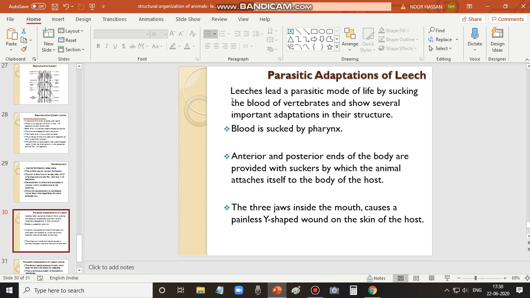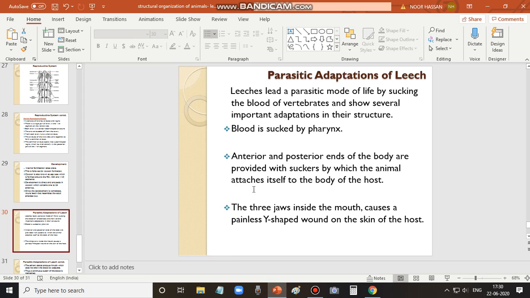what are the parasitic adaptations found in leeches. Leeches lead a parasitic mode. As I already told, it's an ectoparasite feeding on the blood of vertebrate animals like fishes, amphibians, humans and cattle also, and they have the habit of sucking blood. For that, the body is well adapted. Some special structures are present, and the pharynx is very useful in sucking the blood. The anterior and posterior ends of the body are provided with suckers, as we have learnt already, and these suckers help in attachment.